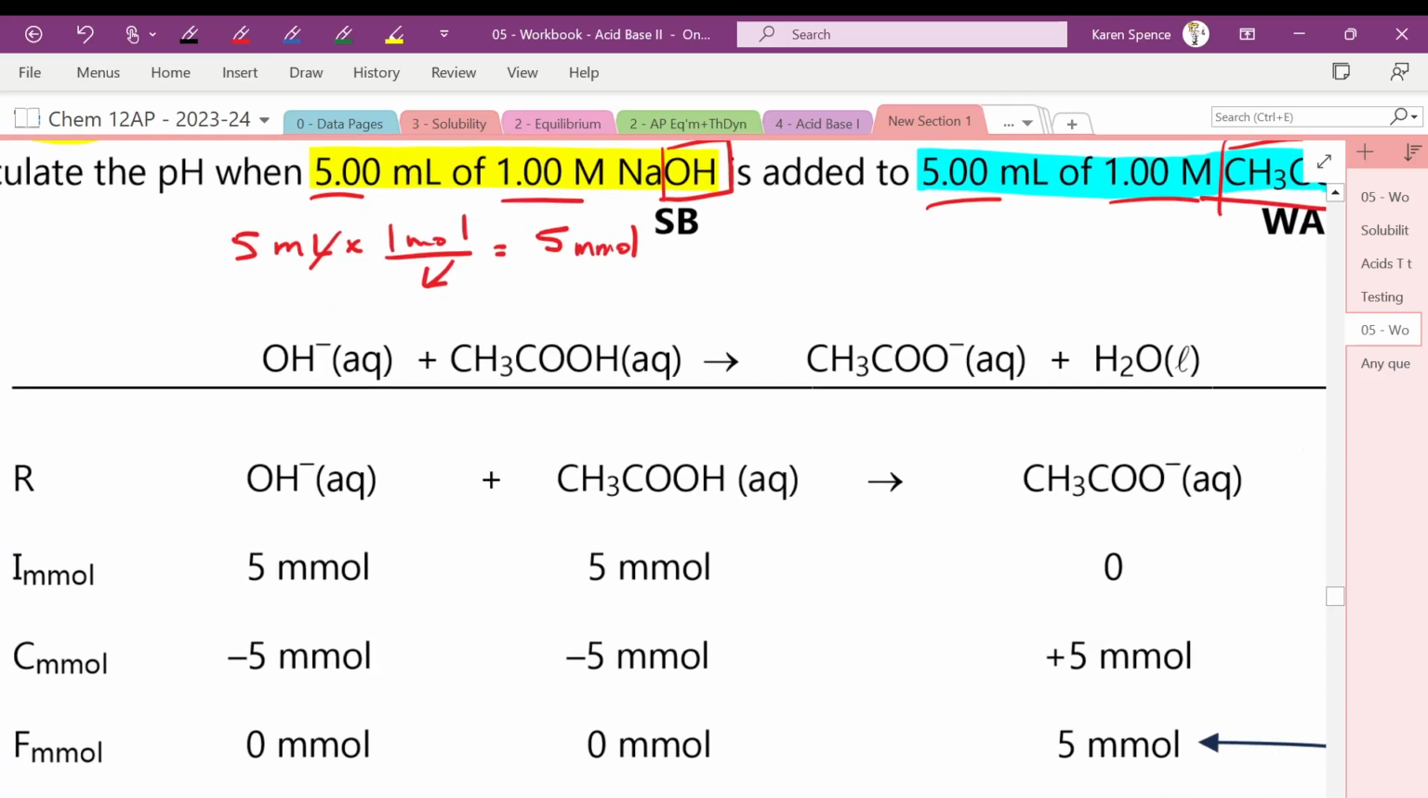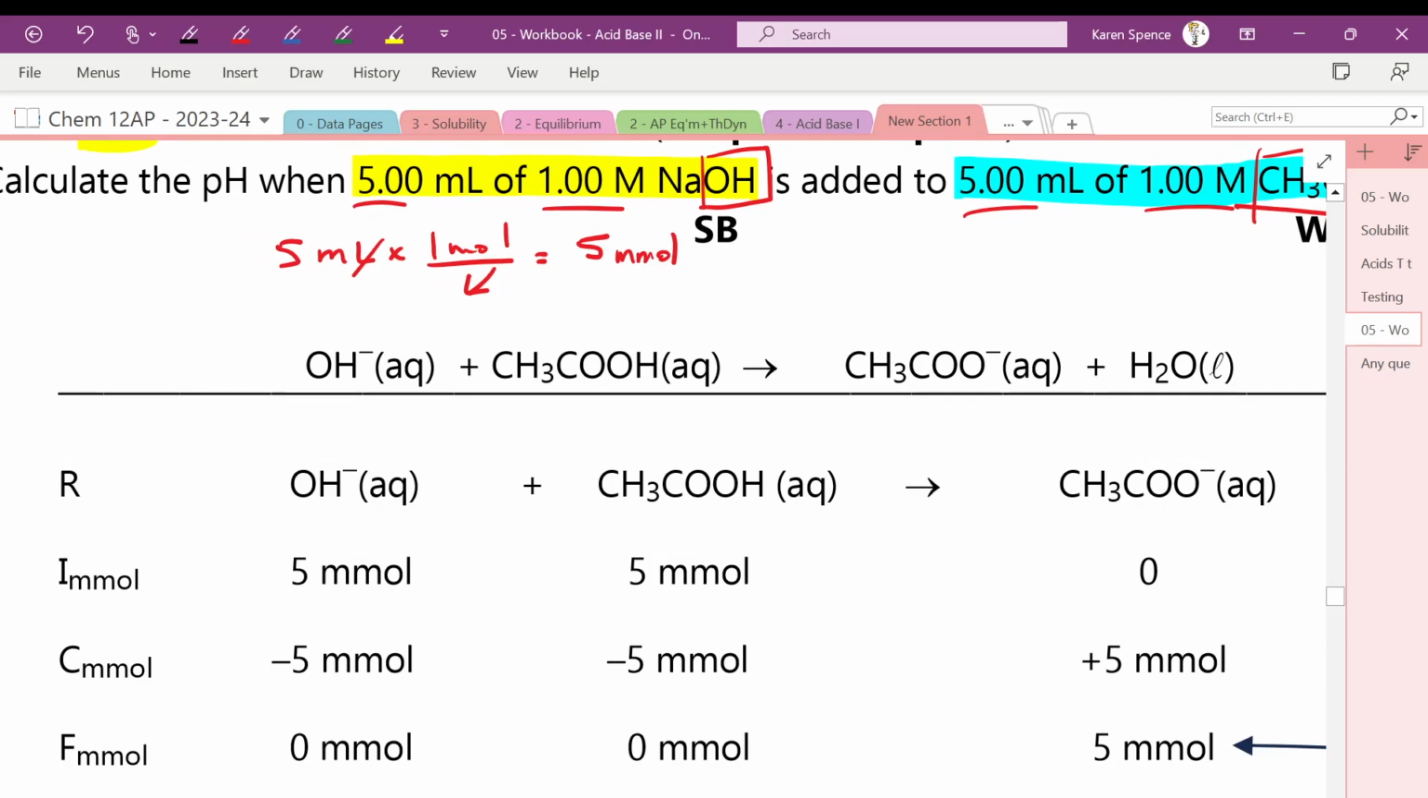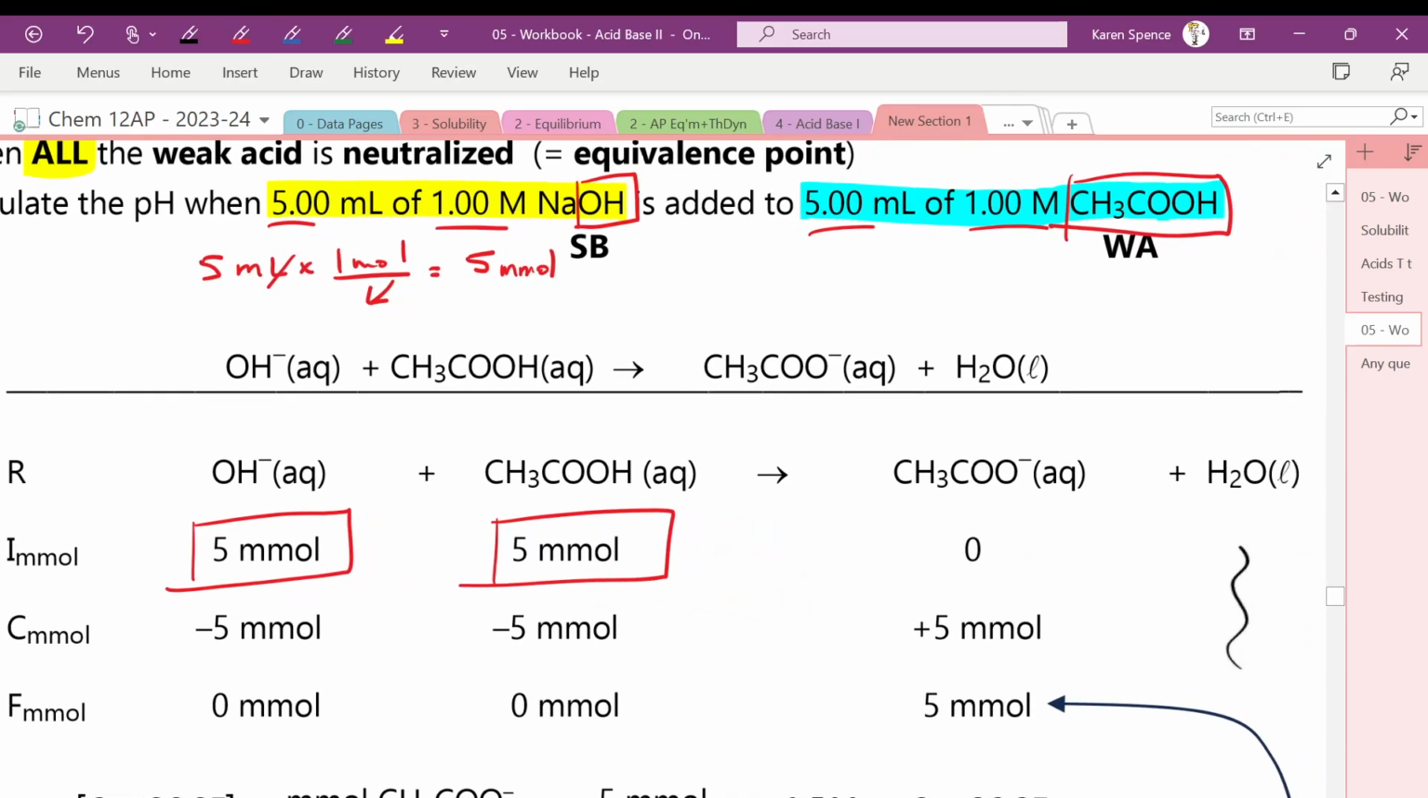RICFA first. 5 millimoles and 5 millimoles. And we have, what did I do here? Oh yeah, that's right. So now we have nothing here because we've just started the reaction.